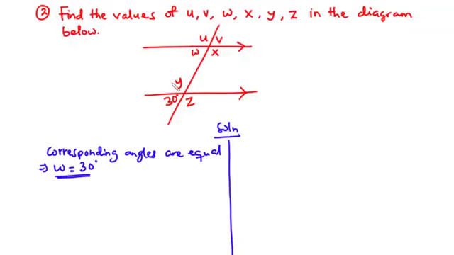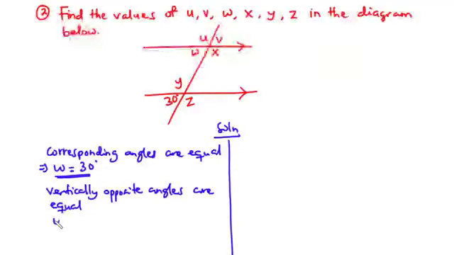Now let's move on. W and then V are vertically opposite angles, and then we know that vertically opposite angles are also equal. Therefore, W is equal to V is equal to 30 degrees. So vertically opposite angles are equal. Therefore, we have W equals 30 degrees, V equals 30 degrees.